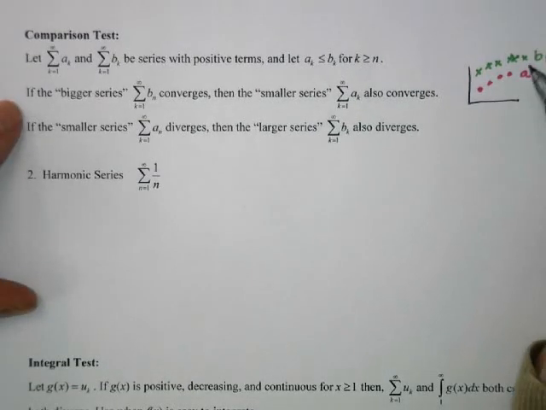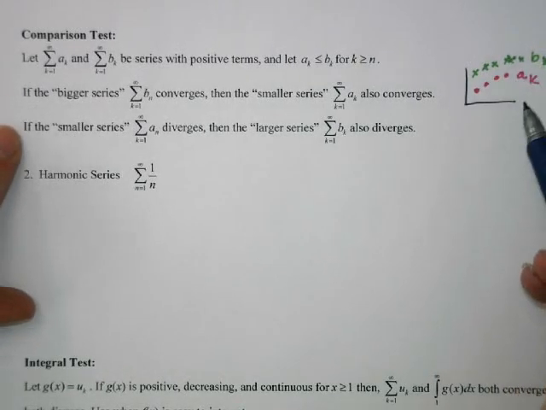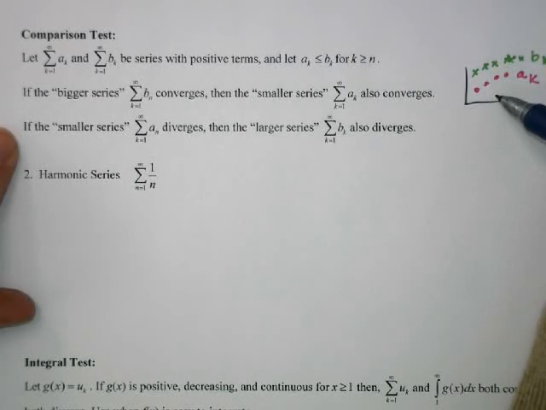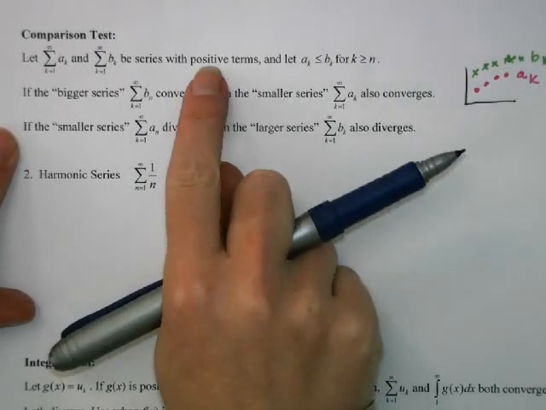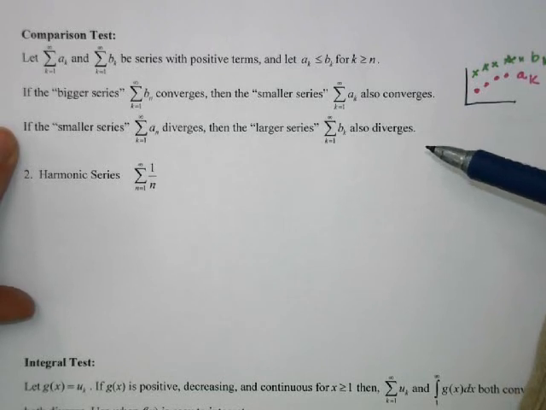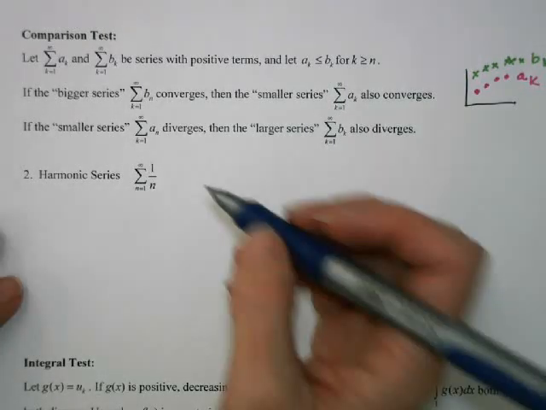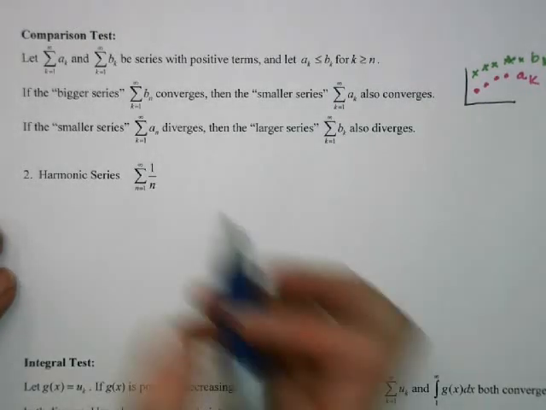If the bigger series converges, meaning it comes to a limit, that means the smaller series also has to converge. If the smaller series diverges, which means it's not going to come to a limit, and these all have positive terms, so that's an important part, it's just going to keep growing and growing, which means the bigger one also has to diverge. So we're going to do an investigation on the harmonic series. The harmonic series is 1 over n.